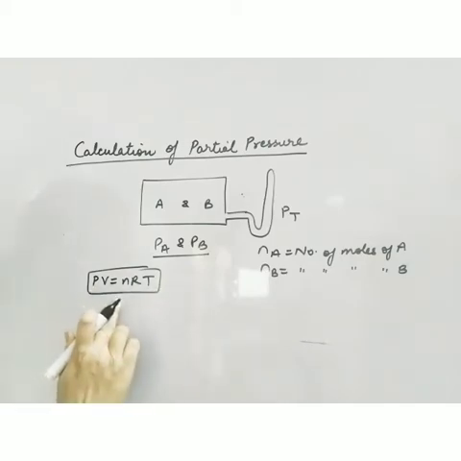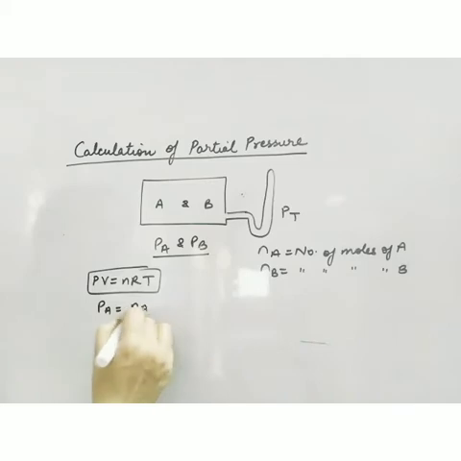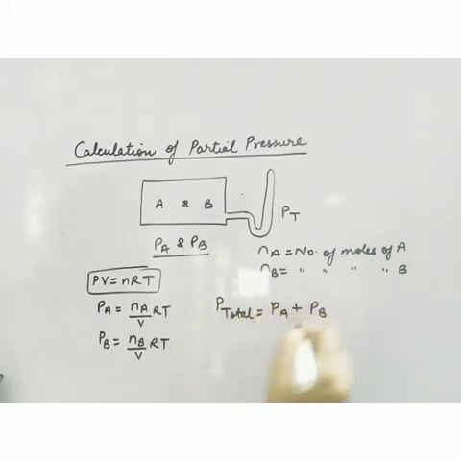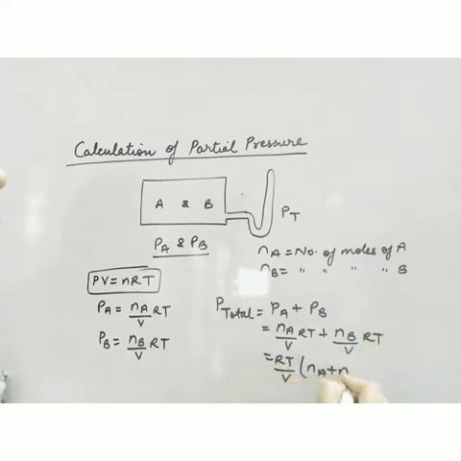So if I use this equation, Pa is equal to Na RT upon V and Pb is equal to Nb RT upon V. Now what is P total? P total is equal to Pa plus Pb according to Dalton's law. So RT upon V we will take as common, so it is Na plus Nb. This is P total. So three things we have done: these two, and this is the third thing. Now why am I doing this? Because I want to find out the individual values of Pa and Pb.